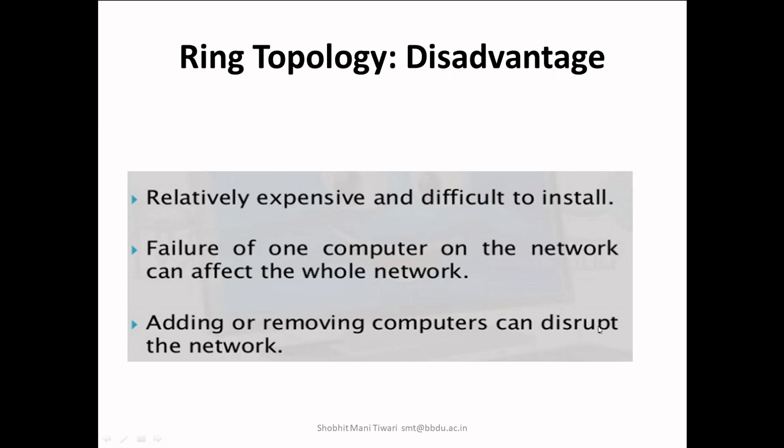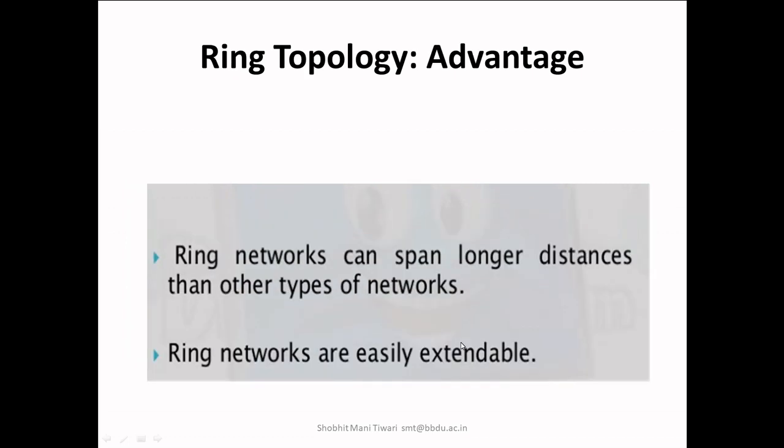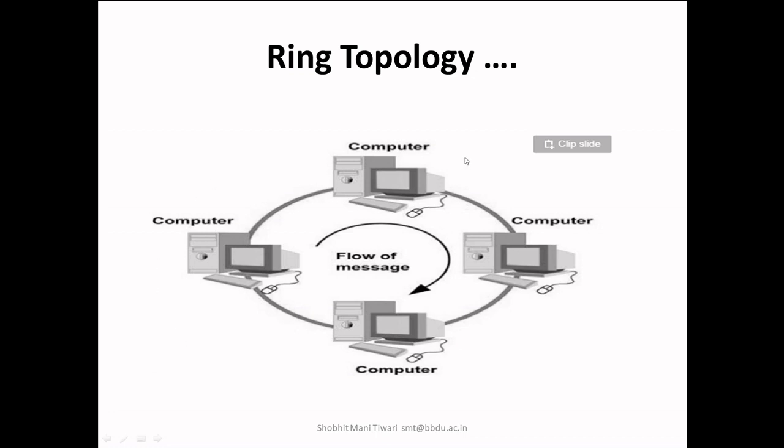Last is adding or removing computers can disrupt the network. It's easy to see, because if suppose we remove these two computers, and after that we are going to add one more or two more or three more computers, then configuring them in this particular existing ring topology will be a tough task, because if some new system comes over here, then it has to establish an interconnection between its sending portion and its receiving portion of the computer. So it is not an easy task, and configuration will lead to a higher complexity.